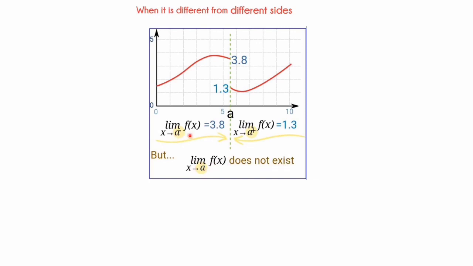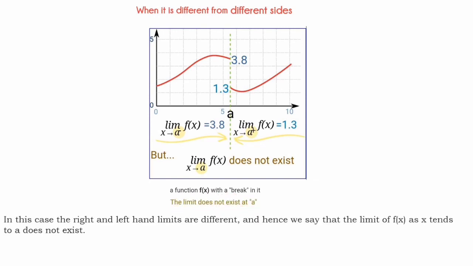That means the left hand side limit and the right hand side limit are not coinciding. Then we can come to the conclusion that the limit as x tends to a of f of x does not exist. For a function f of x with a break in it, the limit does not exist at a. In this case the right and left hand limits are different, and hence we say that the limit of f of x as x tends to a does not exist.